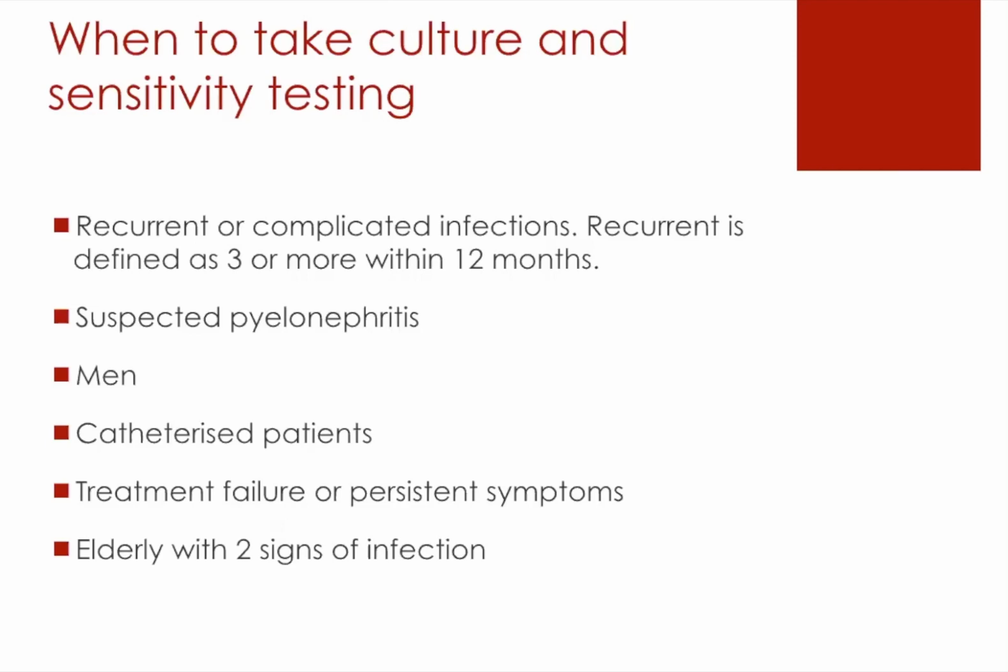Catheterized patients, these patients will have frequent UTIs and they'll have UTIs with more complex organisms. One thing that I'll see often in hospital is patients with catheters having Pseudomonas aeruginosa infections. Not very common to see in community, but you will see in hospitalized patients that have repeated infections, as well as treatment failure or persistent symptoms. If a patient's had a course of antibiotics and it's not proved to be effective, you want to be finding out why.